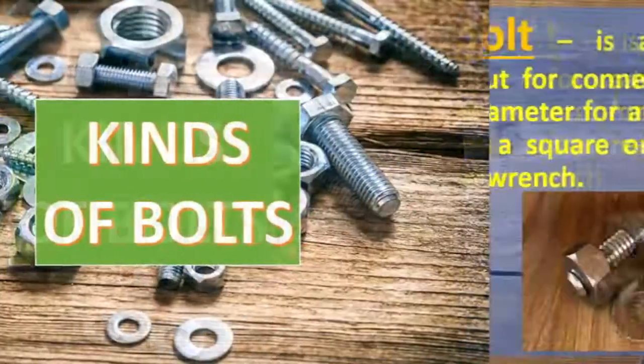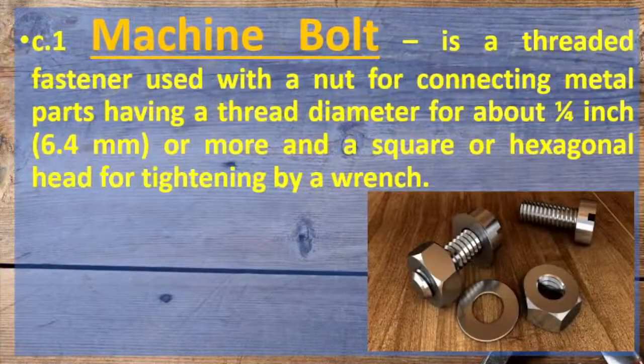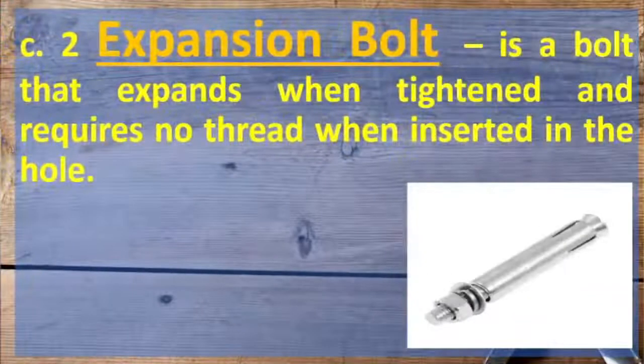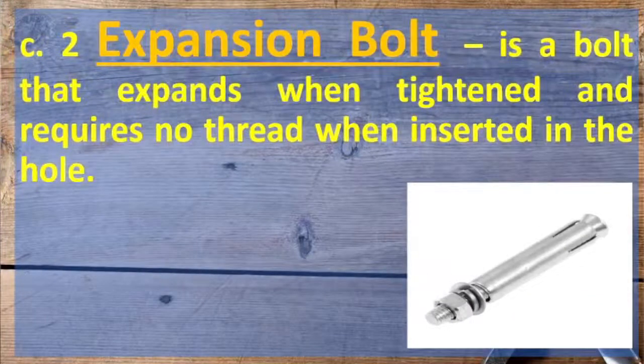Kinds of bolts. Machine bolt is a threaded fastener used with a nut for connecting metal parts, having a thread diameter of about 1/4 inch or 6.4 mm or more and a square or hexagonal head for tightening by a wrench. Expansion bolt is a bolt that expands when tightened and requires no thread when inserted in the hole.